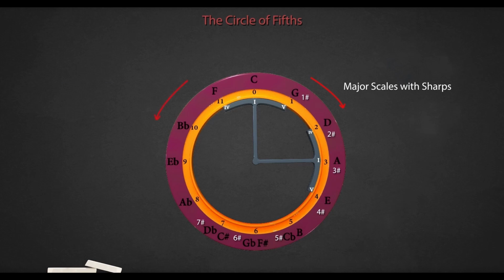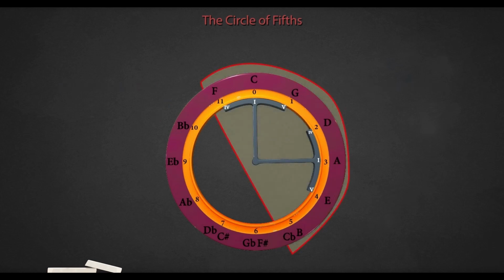To the left, the scales with flats. As we move counterclockwise, the scale is always after the flat sequence. But you can also see the two poems we've learned. Half the clock gives us the sharps, and half the clock gives us the flats.